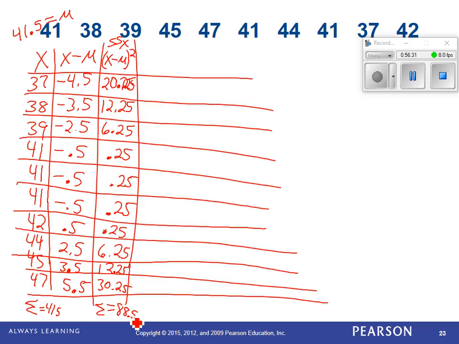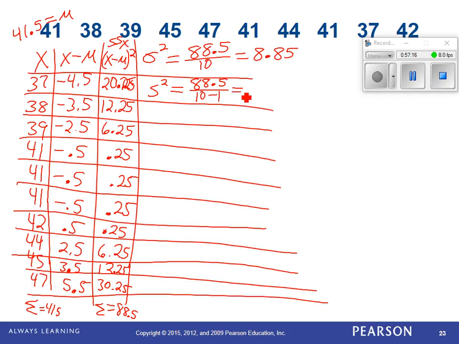Once we have that, it was a population. So we're going to take this, 88.5, and divide by n, which is just our numbers here. 10 of them. What's 8.85? If for some reason they had said it was a sample, that's sigma squared. If they had said it was a sample and not a population, so it was only part of the group, not the whole group, then we would take 88.5 divided by 10 minus 1, which is 9.